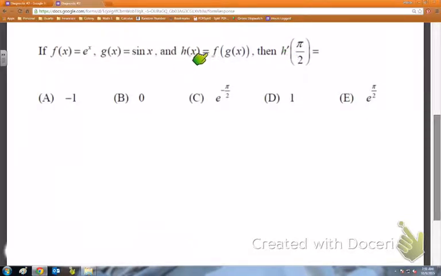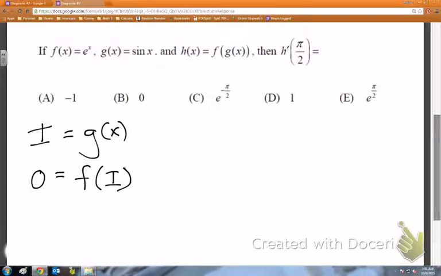So if you look at h, we have a function inside of a function. Anytime you see a composition of functions like this, we're going to think of the chain rule. So we need to do the derivative of the outside. The inside is g of x, and the outside is f of the inside.